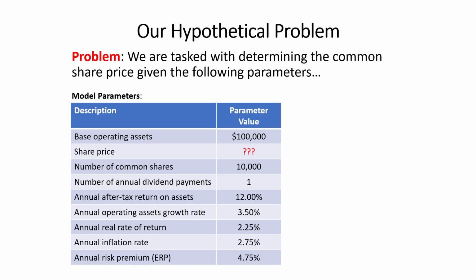So all of that is dollar investment. In order to generate a certain revenue base, you're going to need a certain dollar investment in assets. And what you'll find is the ratio of assets to revenue is basically constant over time given a certain industry. And then the share price, that's what we want to determine. The number of shares we're going to assume is 10,000. The annual dividend payments, we'll assume that that's one.